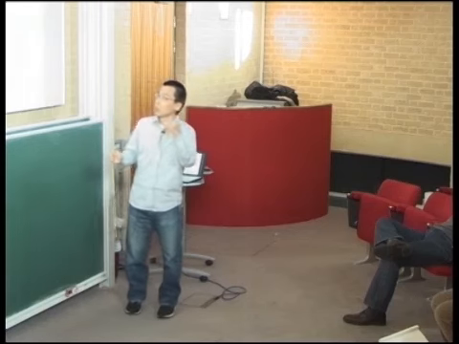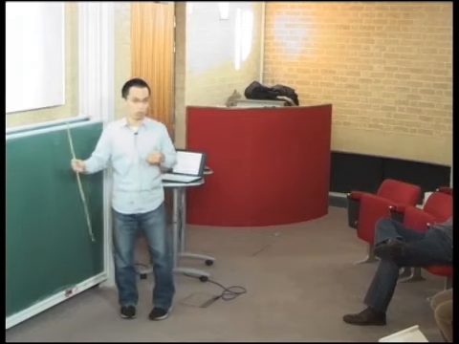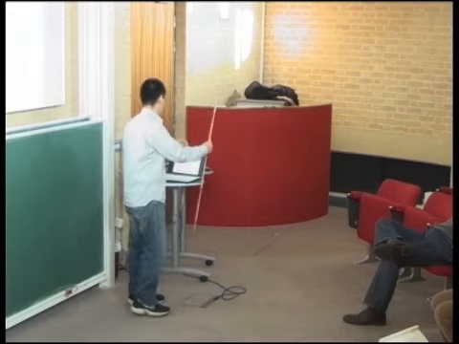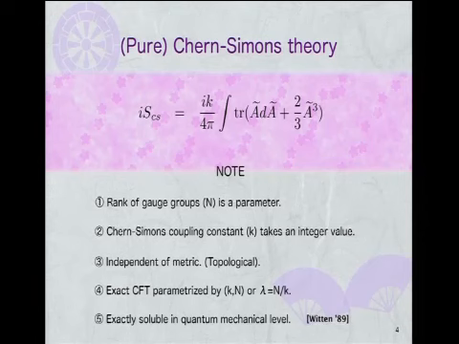And the important point is that this action is independent of the metric. So this Chern-Simons theory has some topological properties, like no propagating degrees of freedom in the bulk of the three-manifold it is defined on. And k and N are discretized, so these parameters are preserved under the RG flow. So this Chern-Simons theory gives an exact CFT parameterized by k and N.